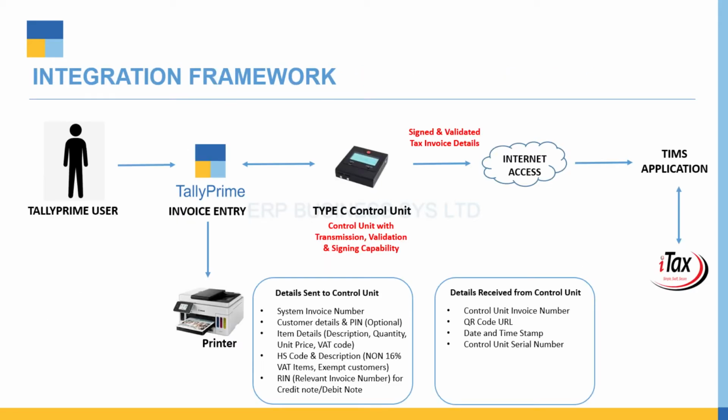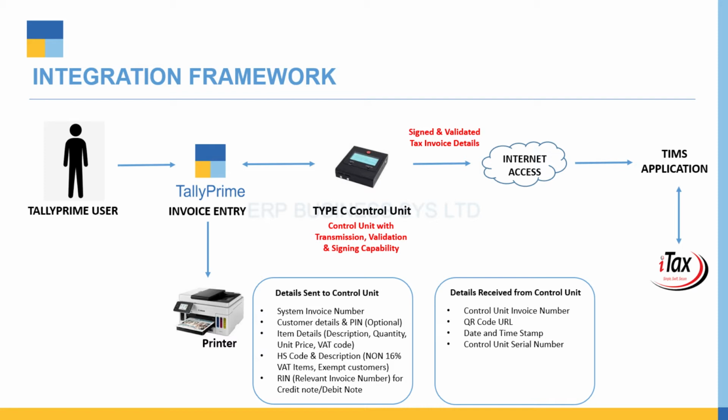The framework is as displayed. The Tally user will generate an invoice. When saving the invoice, the Type-C device connected to the network will generate the details mentioned previously, and it will send it back to Tally, where the information is saved in every voucher. So each time you reprint an invoice, it will print with the same QR code.